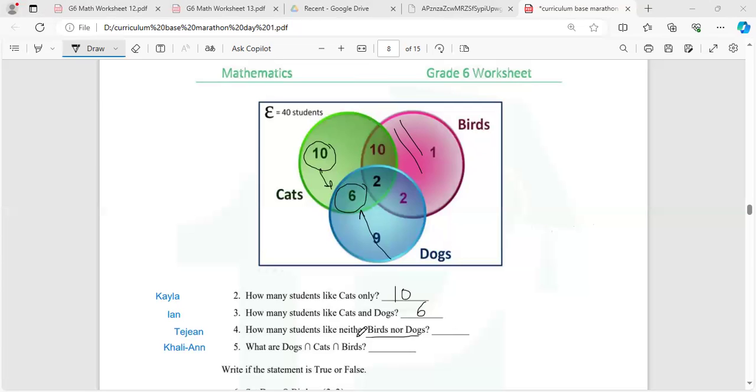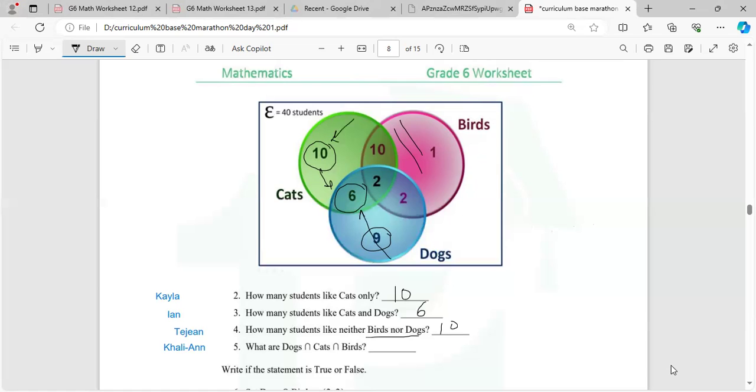It says, how many students like neither birds nor dogs? So if you don't like bird nor dog, what do you like? Cat only. Answer is 10. Yeah, you guys said 10, Tijan? No, sir, it said 9. Sir, I said 10. 9 would be dogs only. So we exclude bird and dogs. So it would be this.